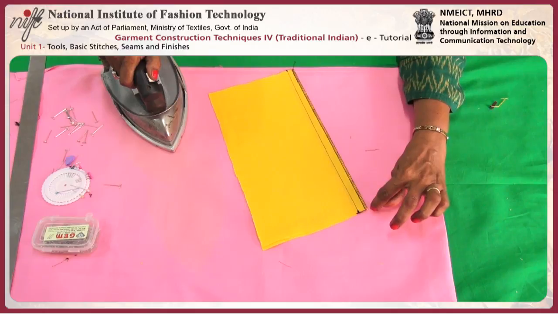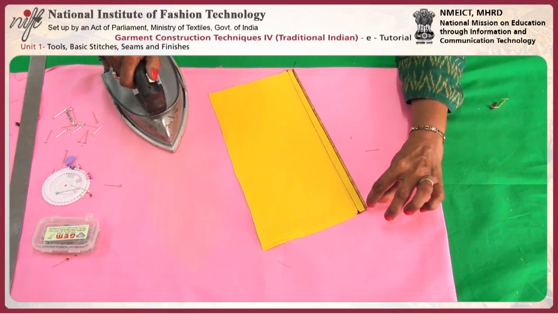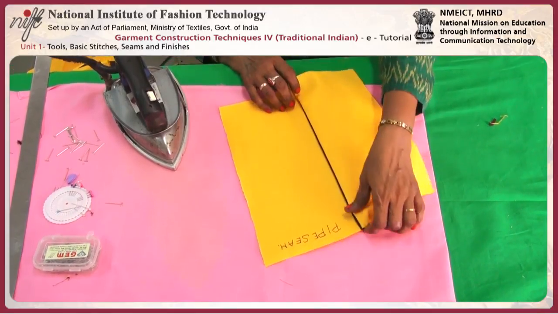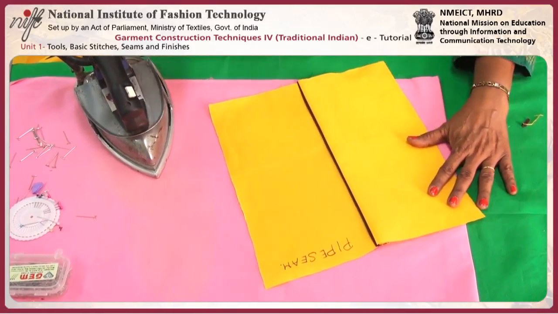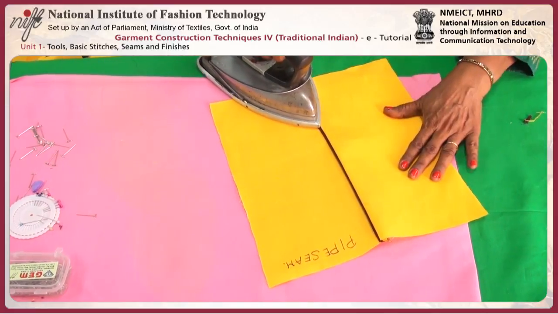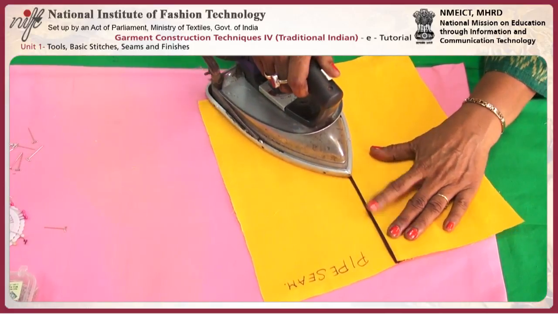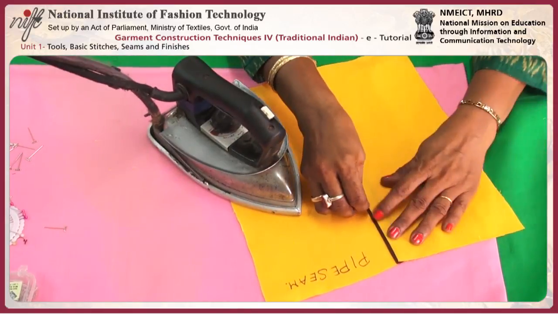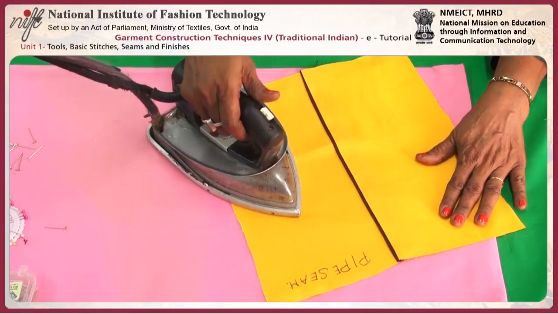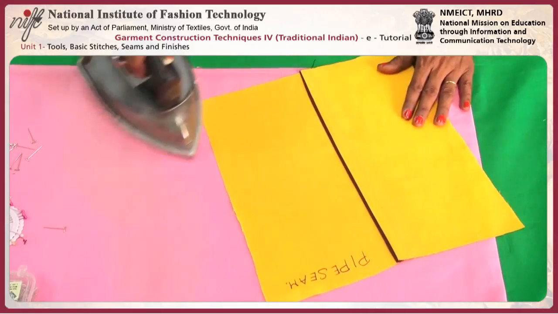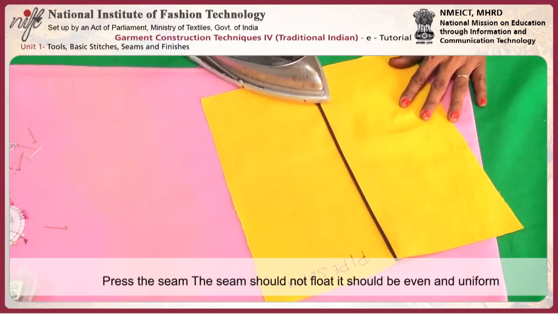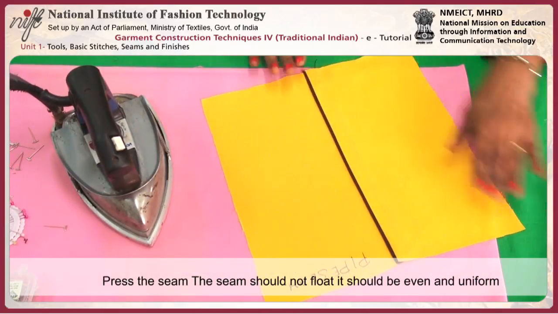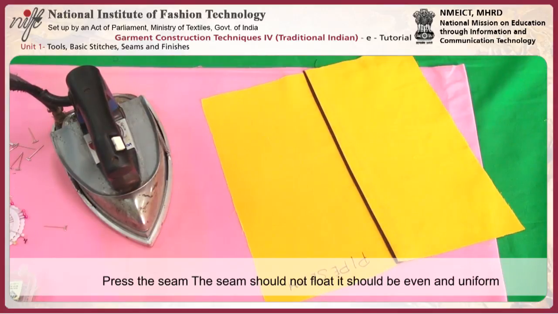First we did the seam by 3/4 of an inch, then we did the overlock, and you can maintain the width as uniform, either 1/2 inch or 3/4 of an inch. But the piping width should remain the same, whichever has been fixed. It can be 1/4 inch or 1/8 of an inch. And you have to crease it flat. The seam should not float, it should be even, flat, and the spacing should be uniform.